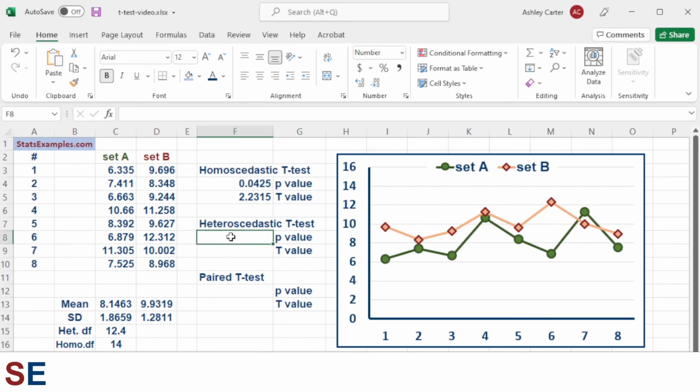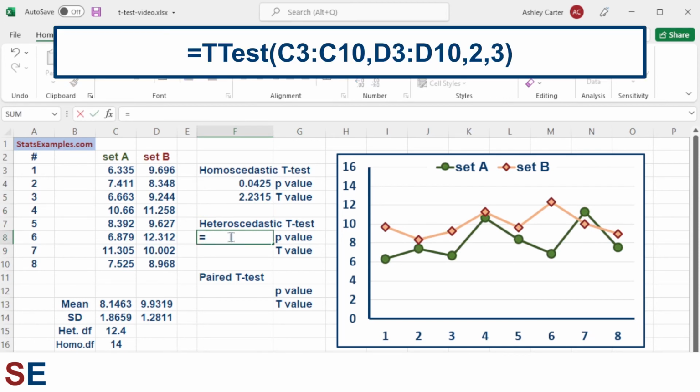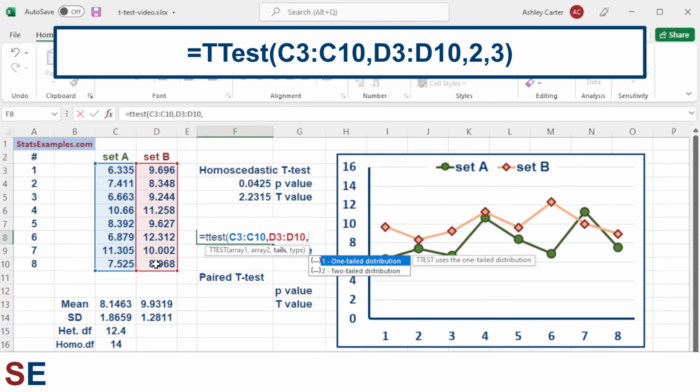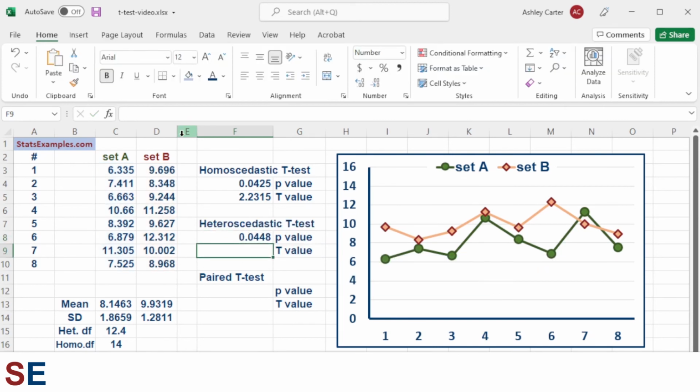Now for the heteroskedastic test, again, equals t-test, parentheses, first set of data, comma, second set of data, comma, 2 for 2 tails, comma, 3 for heteroskedastic test, 0.0448. Again, not quite as significant as the homoscedastic test, and that's because the degrees of freedom are lower, right? They're 12.4 instead of 14.